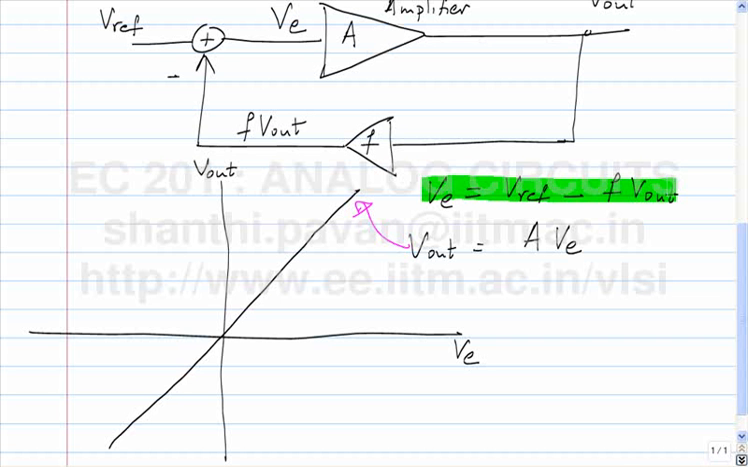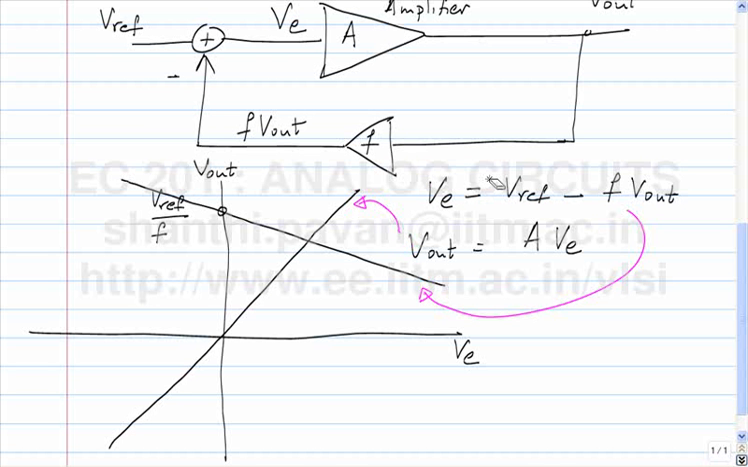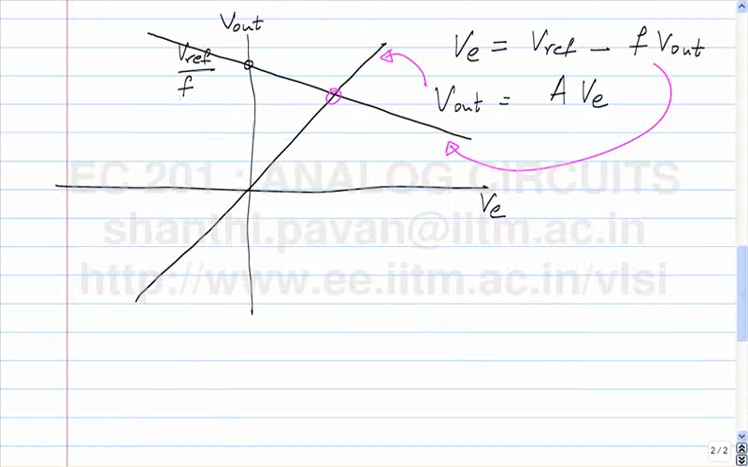So what is the intercept on the y-axis? It's Vref by F. What is the slope? Is it positive or negative? Slope is negative, and what is the slope? Minus 1 over F. So it better be a straight line. So the solution that we are looking for is basically the point of intersection of these two lines, which happens to be this point here. Can somebody help me find what this is?